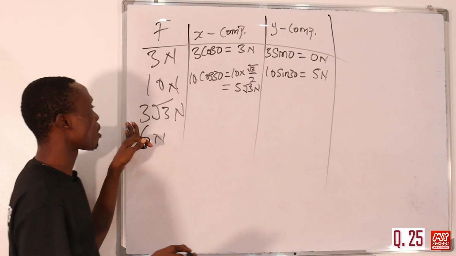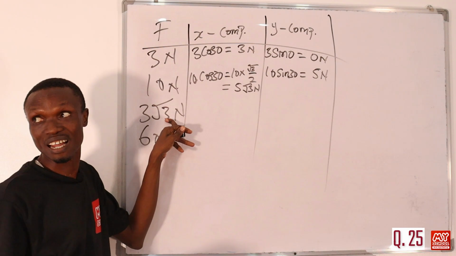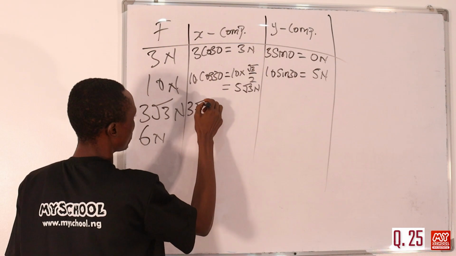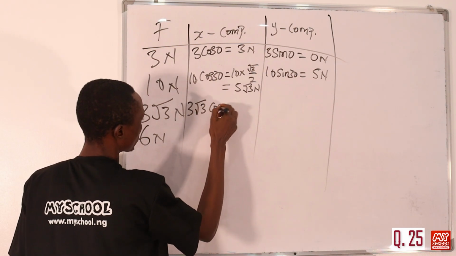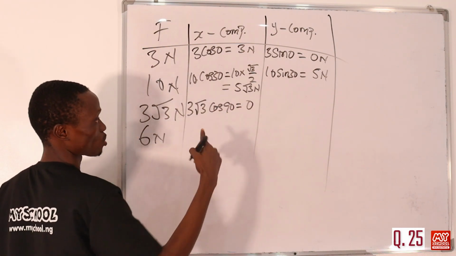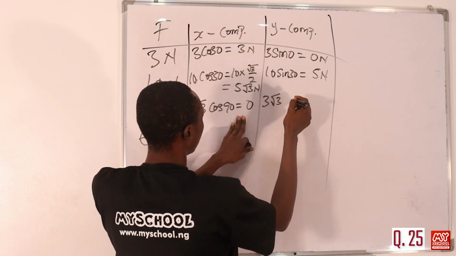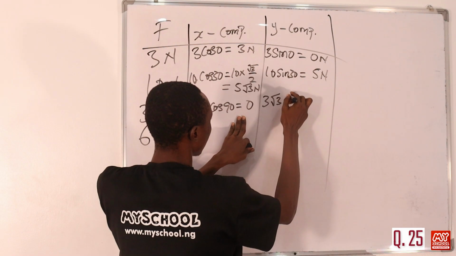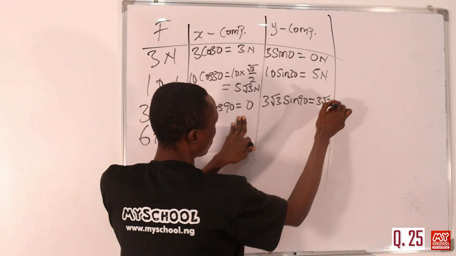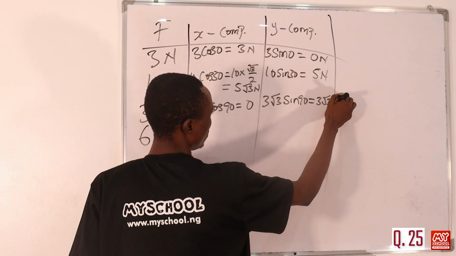Okay, now the 3 root 3 force is inclined at 90 degrees. So here we'll be having 3 root 3 cos 90 degrees, and this will be equal to 0 because cos 90 is actually equal to 0. While here we'll be having 3 root 3 sine 90, and that will be equal to 3 root 3, and the reason is because sine 90 is equal to 1, so 1 times 3 root 3 is 3 root 3 Newton.